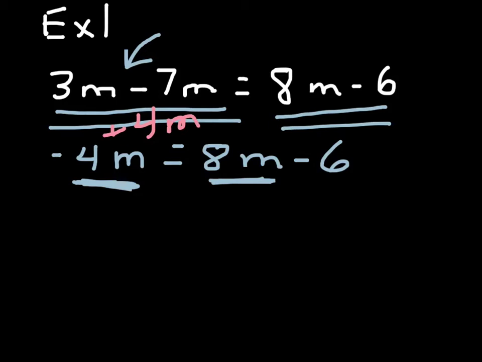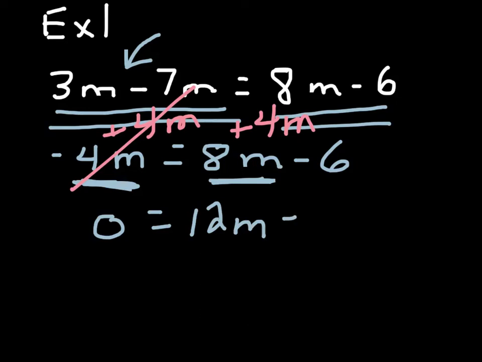Because the negative 4 plus 4, they cancel, and I've eliminated it. But I remember the golden rule: what you do to one side you have to do to the other. So I'm going to add 4m over there. Now on the left side I just have 0 equals, let's see, 8 plus 4 is 12 of those m's minus 6. Now I've got an equation like I had on the previous screen.